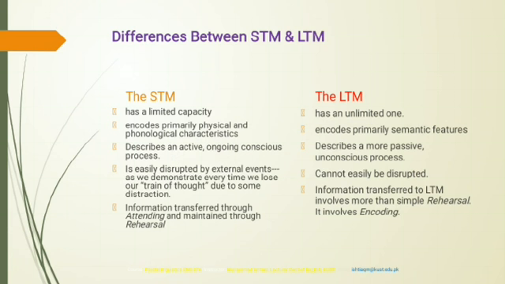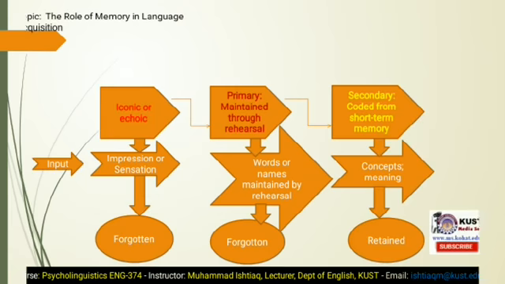Finally, information is transferred through attending from sensory memory and maintained through rehearsal in short-term memory, whereas information transferred to long-term memory involves more than the simple process of rehearsal and repetition. It involves encoding and abstraction. It's a very chemical process of purifying things, stripping them out of their structures and sounds, entertaining only the important concept involved.